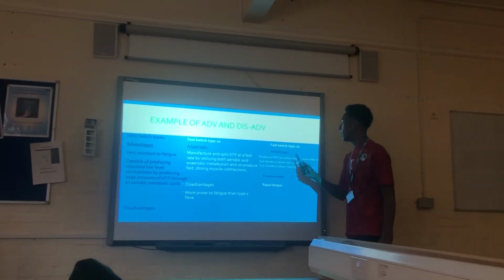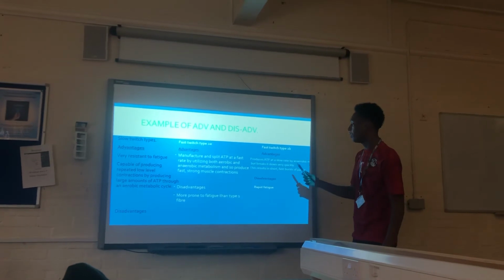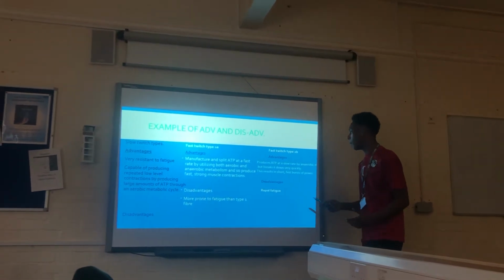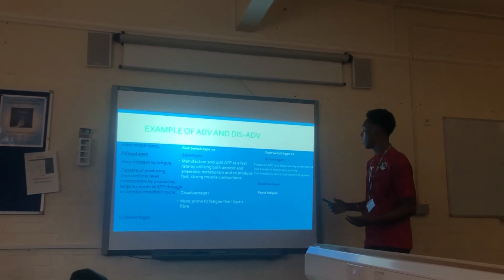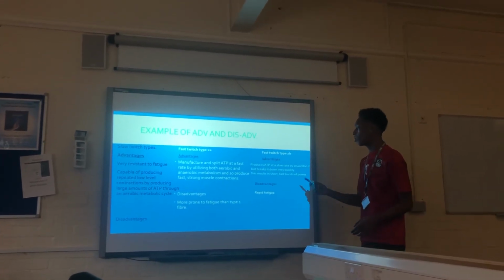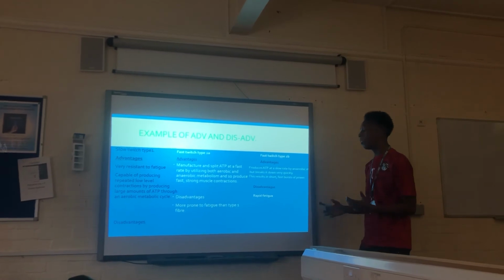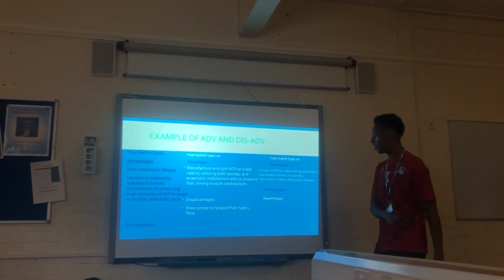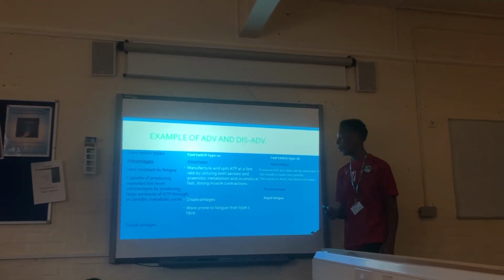So fast twitch type 2B advantages: it produces ATP at a slow rate by anaerobic metabolism, but breaks it down very quickly. This results in short, fast bursts of power. The disadvantage is rapid fatigue.